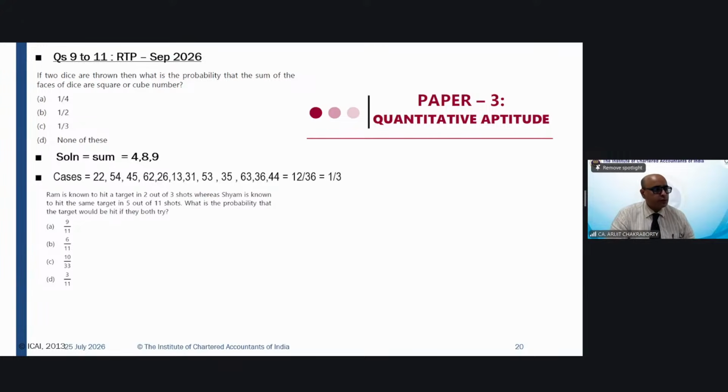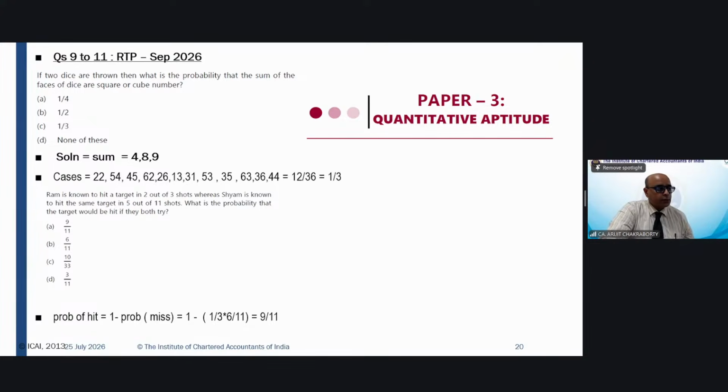The second question, we are taking number 10 now. Ram is known to hit a target in 2 out of 3 shots. So Ram's hitting probability is 2/3, and Sham is known to hit the same target in 5 out of 11 shots. For the RTP, I'm taking each of the questions, not a single question I'm leaving out. Same for MTP. So you can see for Sham, the probability is 5 by 11, and for Ram it is 2 by 3.